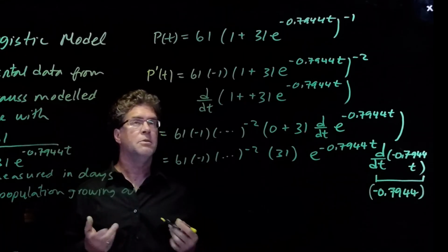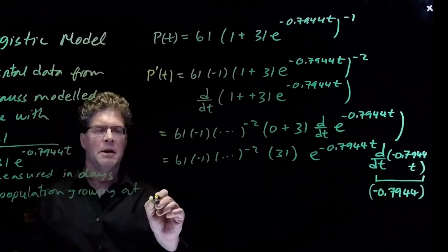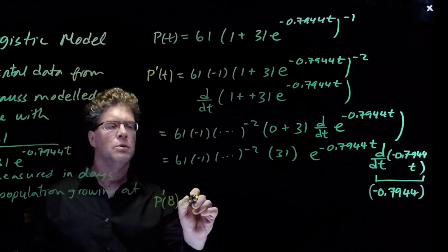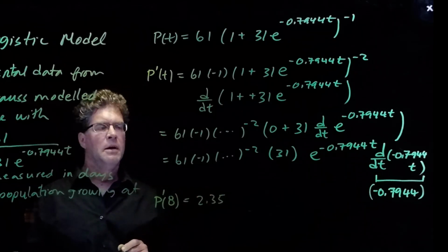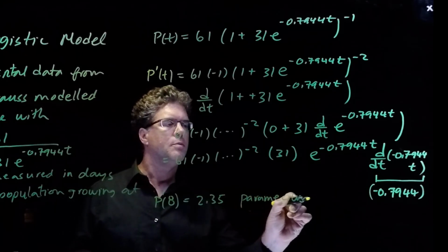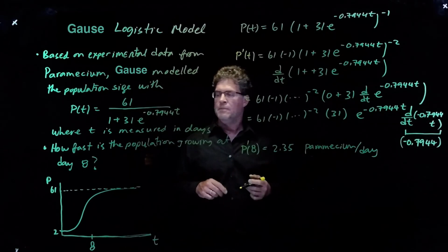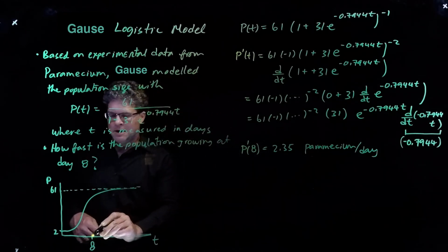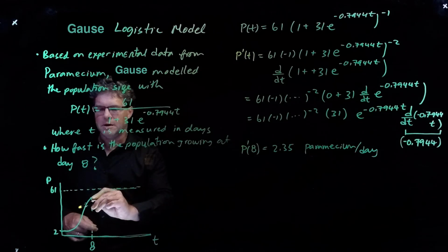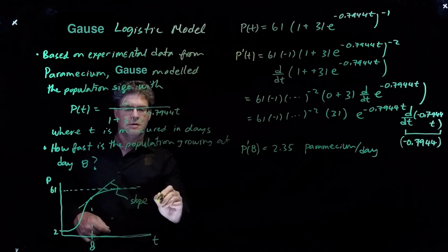We want to calculate the derivative at time equal to 8. And so you can put it on the calculator, and you may want to check this. P prime at 8 is equal to 2.35, and the units are paramecium per day. And so this is the rate at which the paramecium population is growing. And you can see by time equal to 8 on this diagram here, the growth rate is leveling off. We interpret the growth rate as the slope of this line, and it's 2.35.